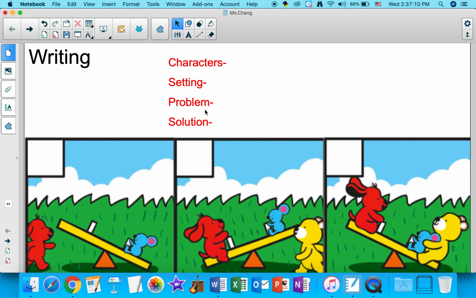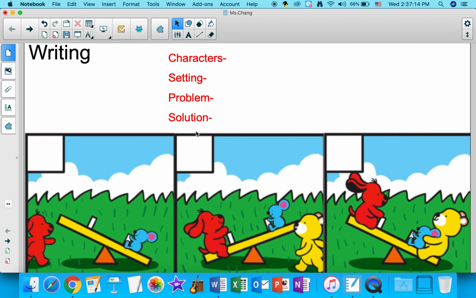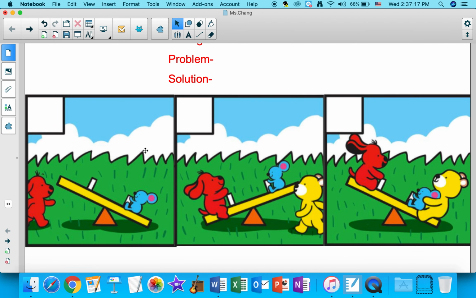Include one problem and a solution. So at the beginning part of your story, introduce your characters, introduce your setting, and then also include a problem.